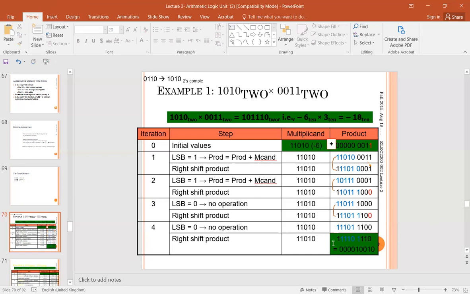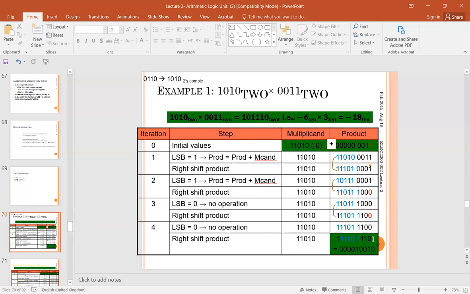Okay, so I right shifted the product. So now it's 1, 1, 1, 1, 0, 1, 1, 1, 0. That's my product in negative. So with my sign being 1, it's a negative number, and it's in 2's complement. So if I do my 2's complement reverse, I want to find out what's the real number.